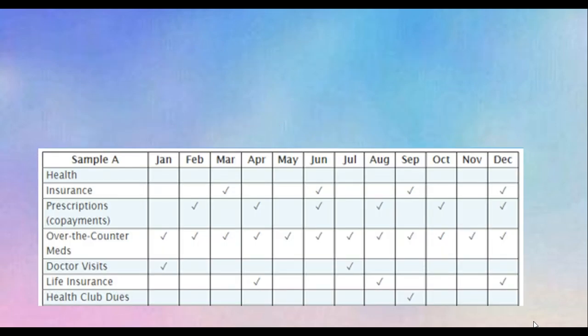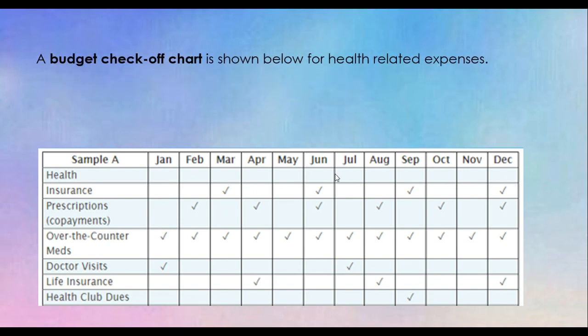So here's an example of a monthly budget checkoff chart. Notice that there are just checks everywhere. This is sample A. If I go over to the left side, these rows, we've got health, insurance, prescriptions, over-the-counter meds, doctor visits, life insurance, health club dues, etc. And on the right, which are our columns, we have the months of the year. So a budget checkoff chart is shown below for health-related expenses, right? All of this stuff is related to health.